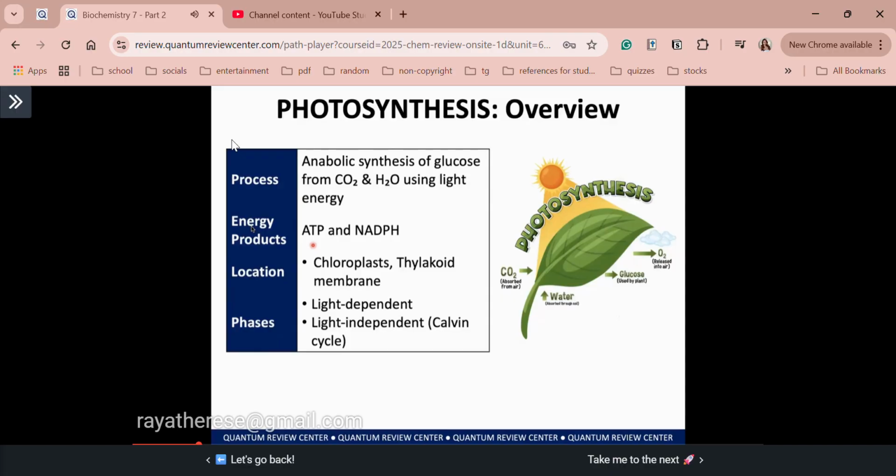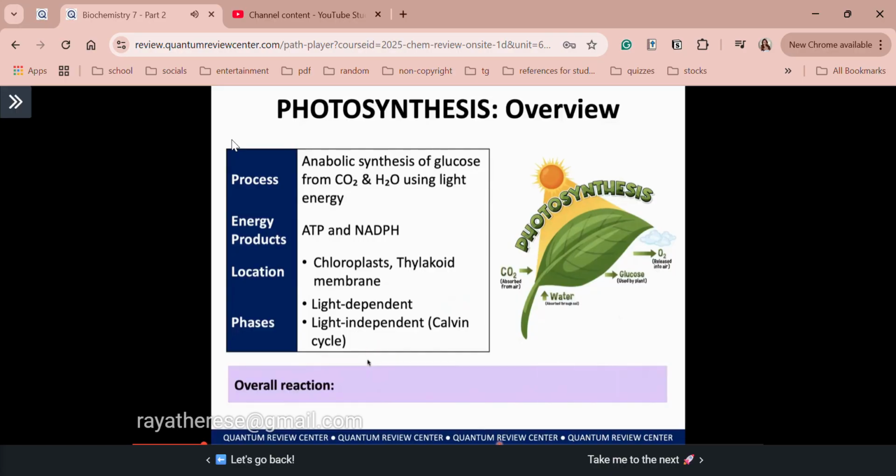Thirdly, sir, where is photosynthesis located again? Class, both phases occur in your chloroplast. One is in the thylakoid membrane in particular, and one is in your stroma. And for the phases, again, we have two: light-dependent and light-independent. Sir, is it the same as the Calvin cycle? Yes. Remember, we have different terminologies that we use for the Calvin cycle. Later on, we will introduce other terms for this cycle.